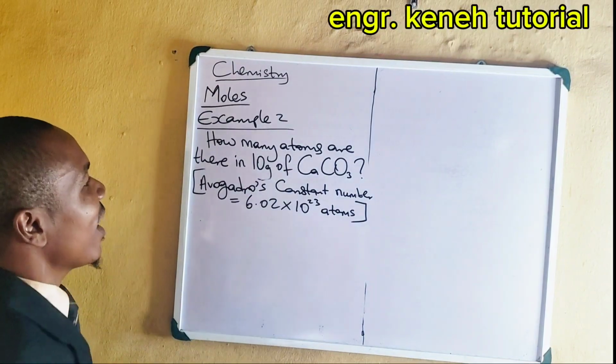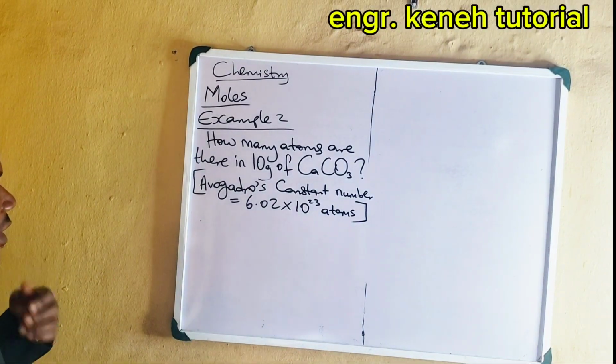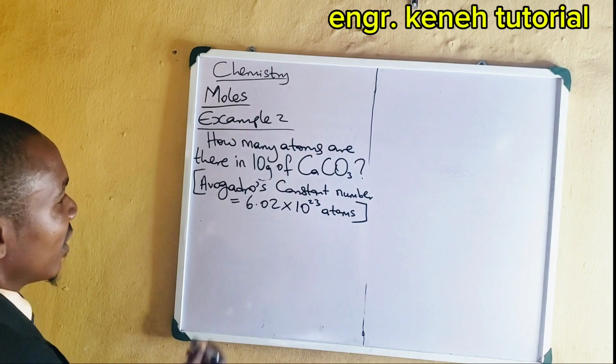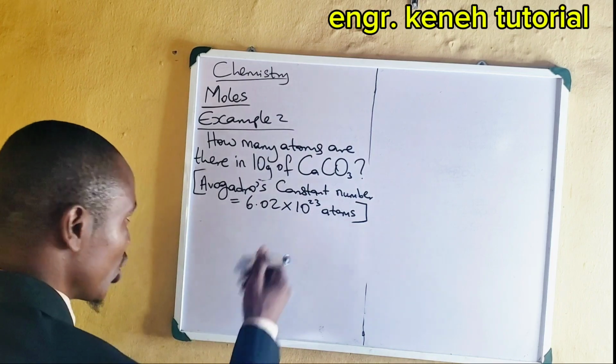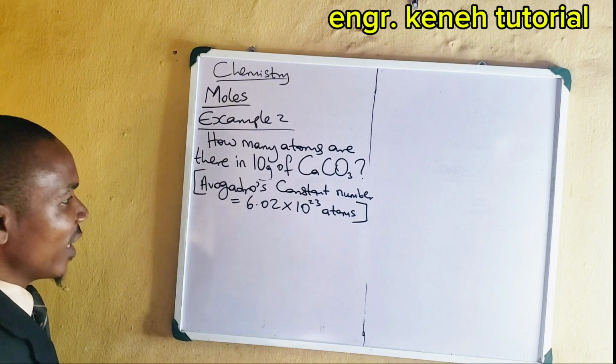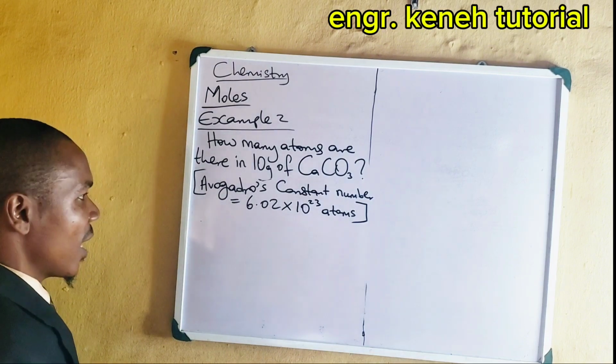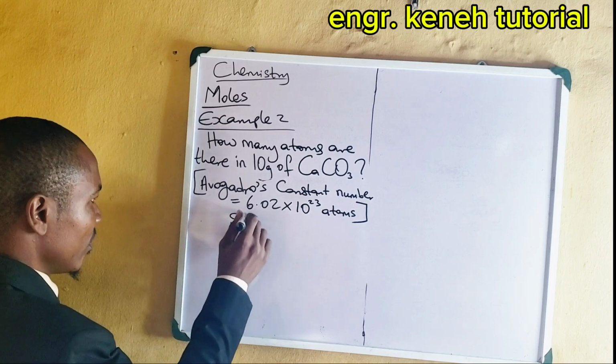All right, we have example 2. Example 2 says, how many atoms are there in 10 grams of calcium trioxocarbonate(IV)? All right, we have something like this. We have the solution.